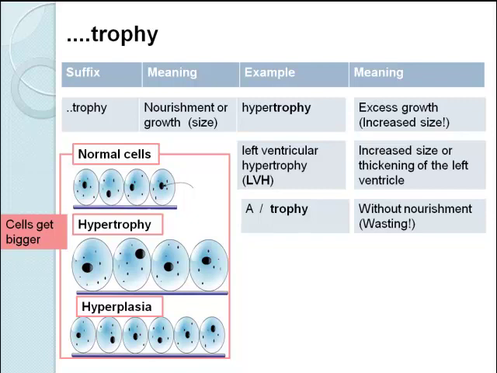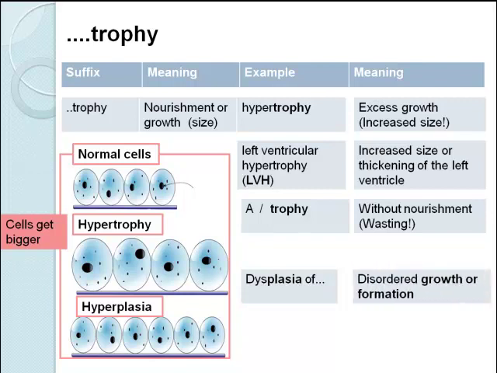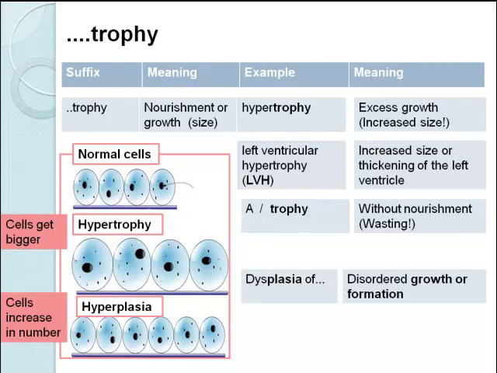There is another suffix which on the surface appears quite similar to the term trophy, and it's plasia. Plasia means formation or growth. In orthopaedics we mentioned the term dysplasia of the hip, so disordered formation of the hip. And if we look at the word hyperplasia, hyperplasia would mean increased formation or growth, and in this case the number of cells increases rather than the size of the cells.